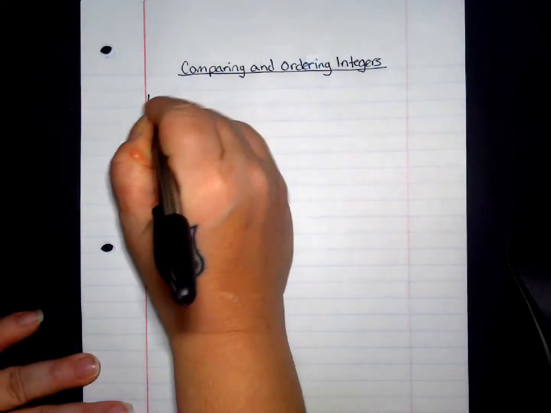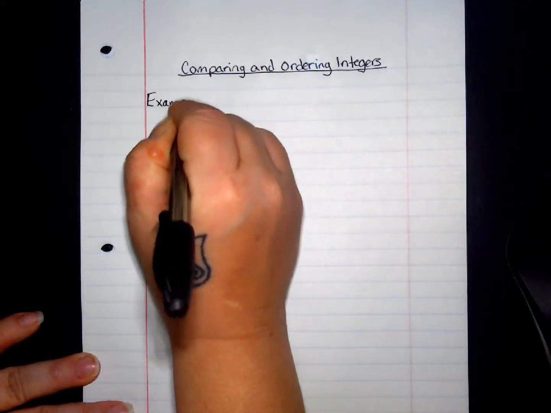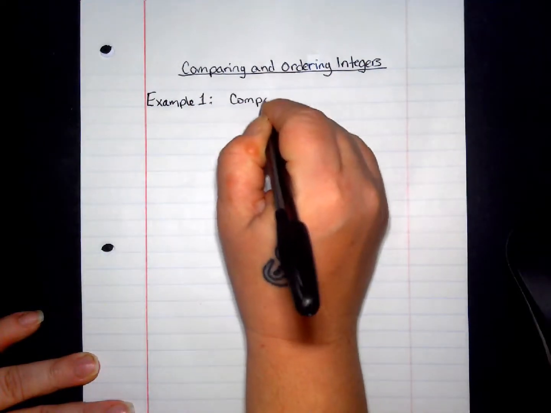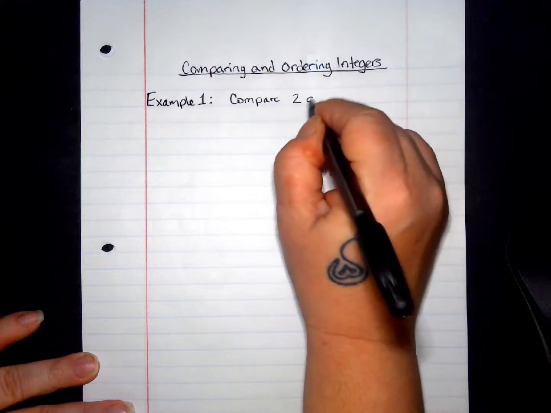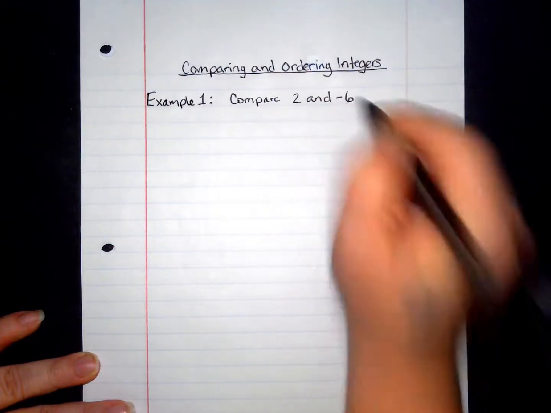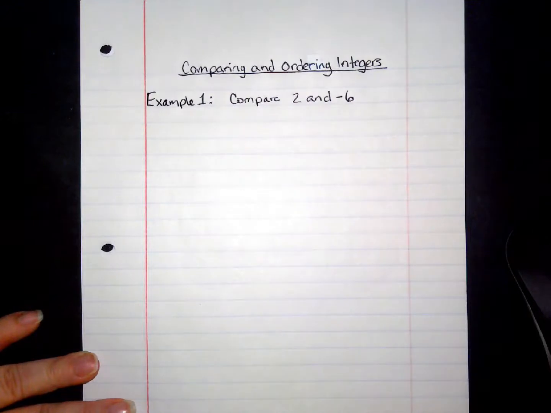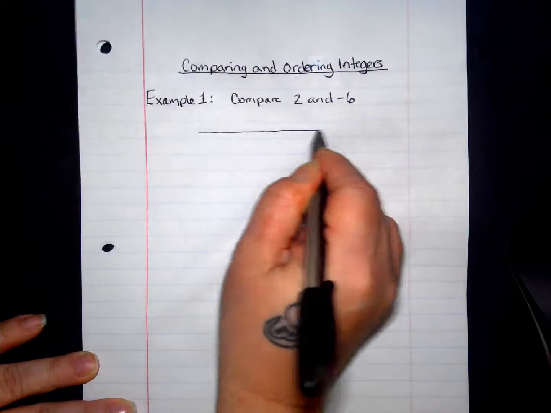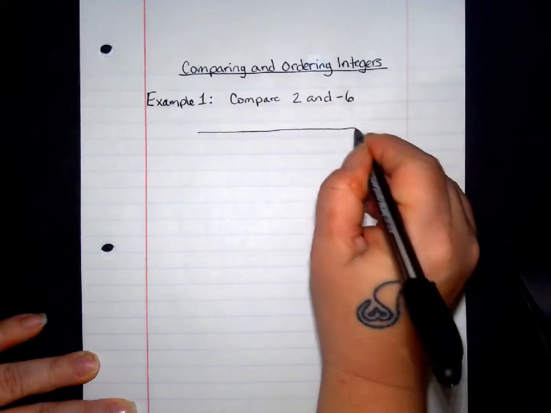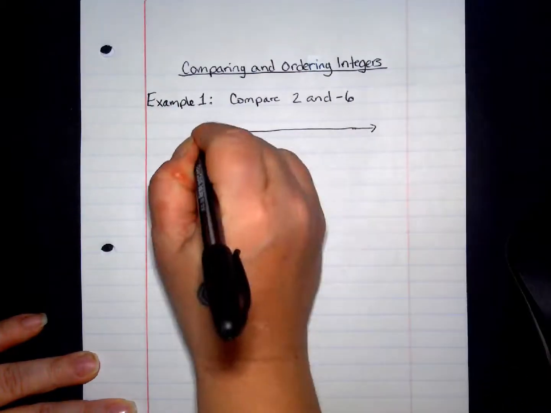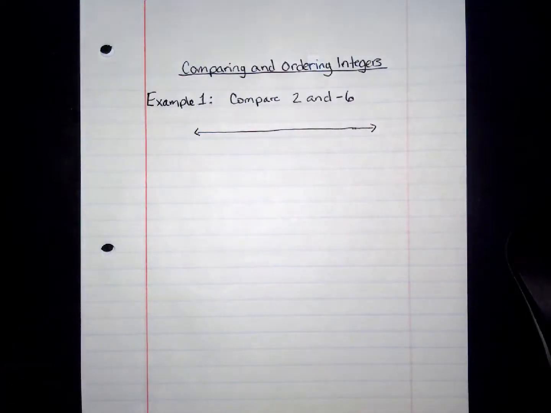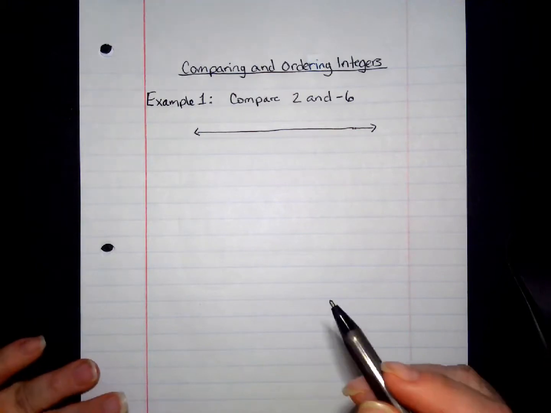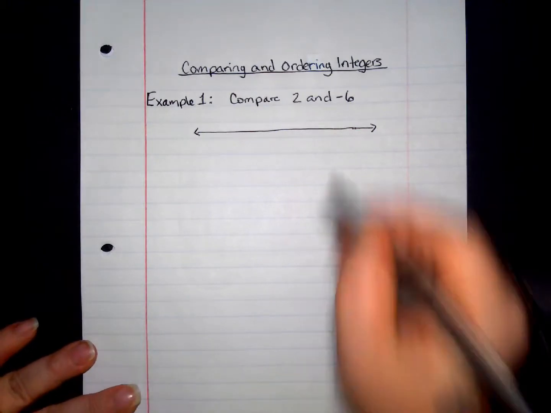So my example is: compare 2 and -6. All right. So the first thing we're going to do is draw a number line. We're comparing 2, which is a positive number, and -6, which is a negative number. So we're going to need to look at where we put our 0.